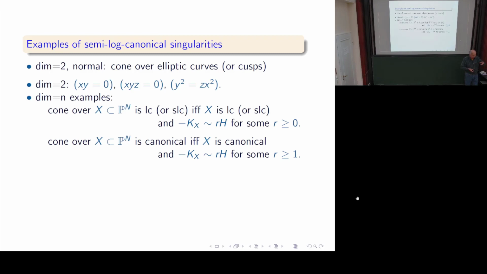Now, in higher dimensions, the standard examples are again cones. If you take the cone over something that is Fano, that actually is slightly better, but if you take the cone over a Calabi-Yau, or like here an elliptic curve, with trivial canonical class, the cone is okay. So here when R is zero, the cone over a Calabi-Yau, that's at least what used to be the typical example.